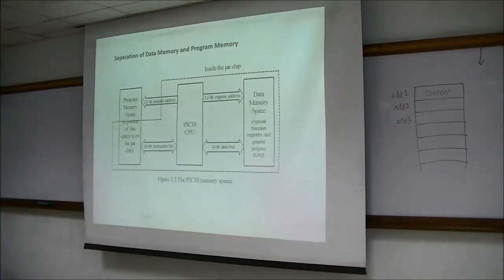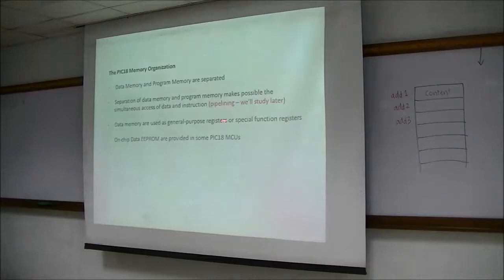In test 1, we like to ask this kind of question: in your understanding, what is the advantage of Harvard architecture? You must explain. You can't search in the notes. There's no exact answer. It's just a matter of how you understand it. Is it okay? The pipelining we will see later, but you understand the concept.